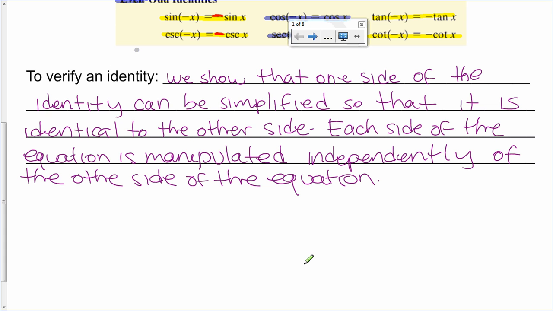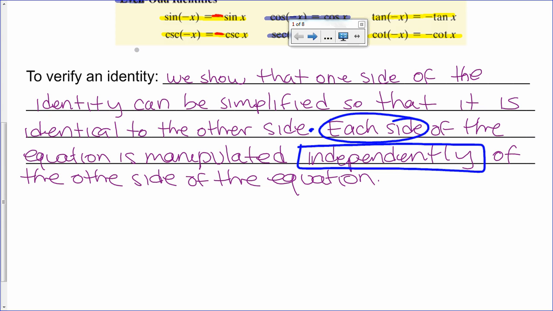Okay, so we show that one side of the identity can be simplified so that it is identical to the other side. And then there's a period. It says each side of the equation is manipulated independently of the other side of the equation. So I will tell you what I mean by that. On the word other, the R is missing. On the very last line.